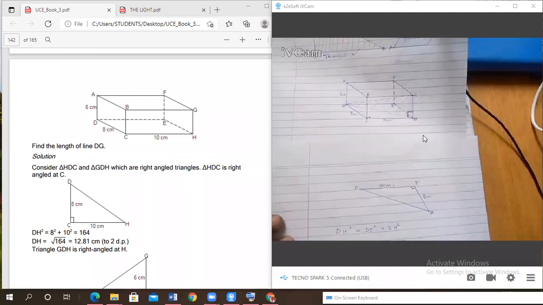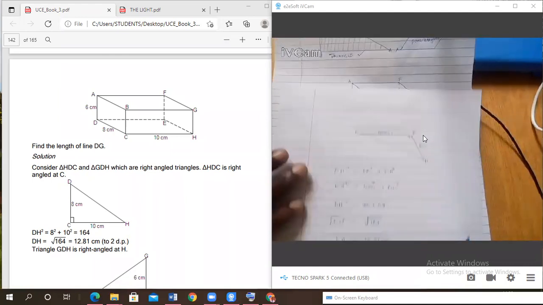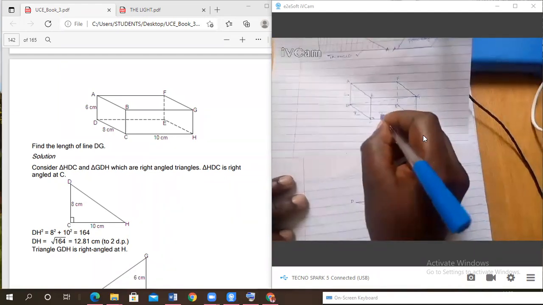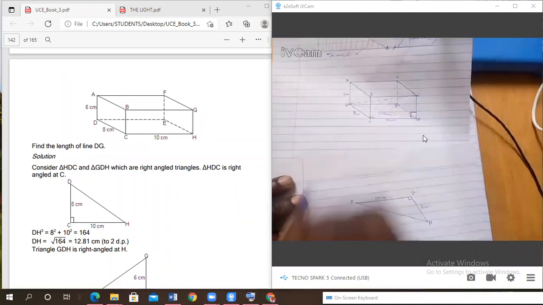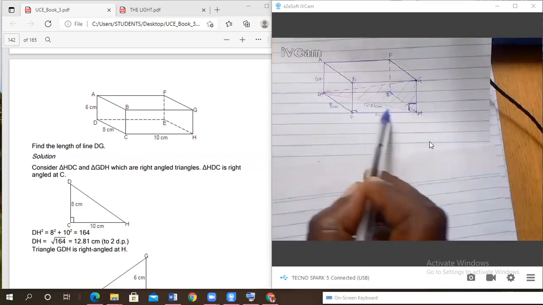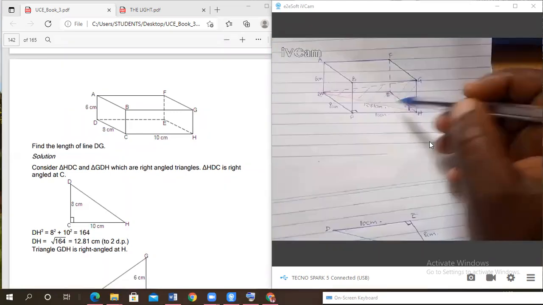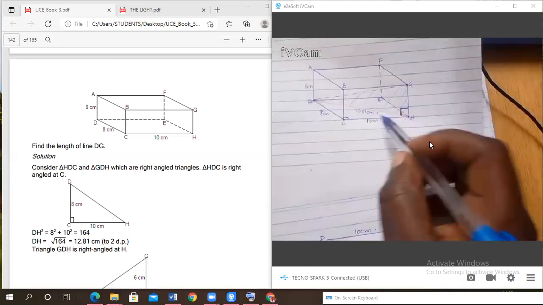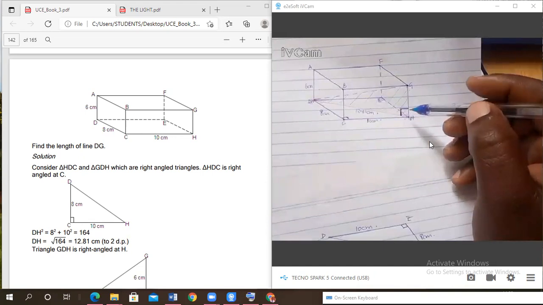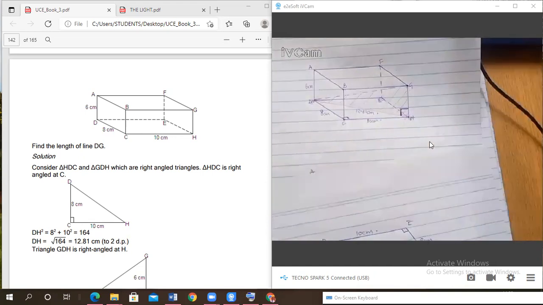So I've obtained DH as 12.81 centimeters. So here I have 12.81 centimeters. That's what we have inside there. So now I have obtained this diagonal. Now I can find this BH. But I want to ask you, what is BH? What is BH? 6.